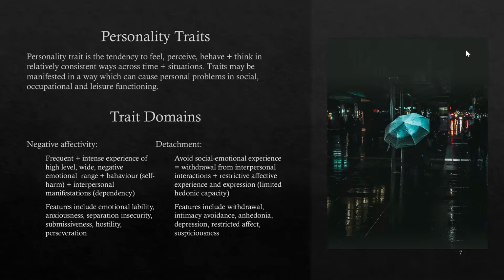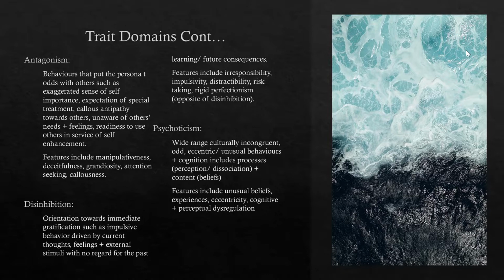Negative affectivity usually includes your emotional lability, your anxiousness, separation insecurity, submissiveness, and hostility. Detachment, in summary, is the limited capacity for happiness. This includes withdrawal, intimacy avoidance, anhedonia, depression, restricted affect, and suspiciousness.